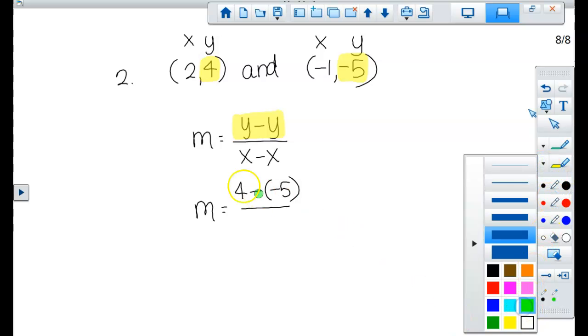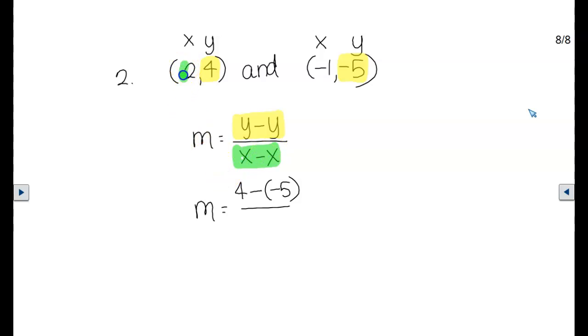Okay, so next up, we want x minus x. Our x's are 2 and negative 1. So we're going to subtract those two. So it's going to be 2 minus a negative 1. Now it's really important here, I cannot stress this enough on this problem, that you get both of these signs. The minus comes from the formula, and this negative comes with the 5. This minus comes from the formula, and this negative comes with the 1. So you need both of those. You need the subtraction sign that is in the formula and the negative sign that comes with that number. I hope that makes sense.